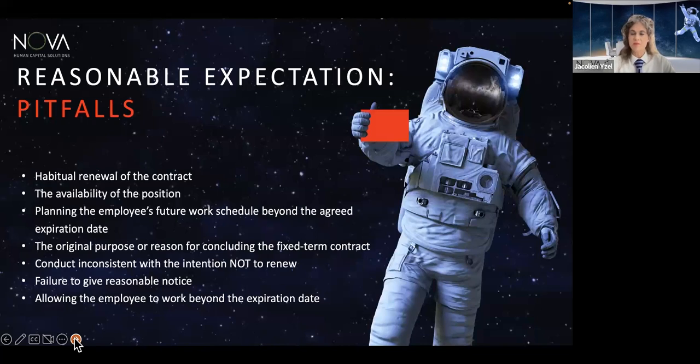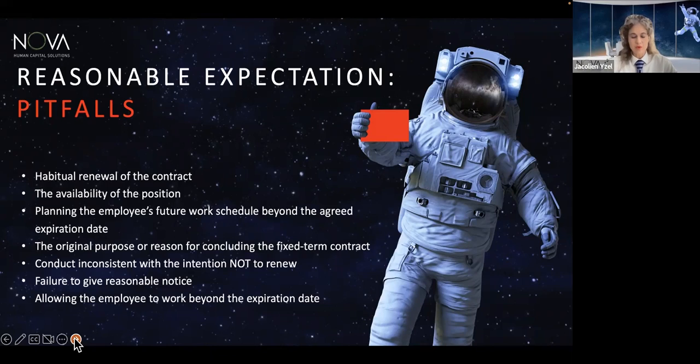The availability of the position. I've said this a couple of times. The golden question is, if I'm always going to have this job, if I'm always going to have the need for the driver, the machine operator, the receptionist, the architect, then you should make that person permanent and not keep renewing this contract.